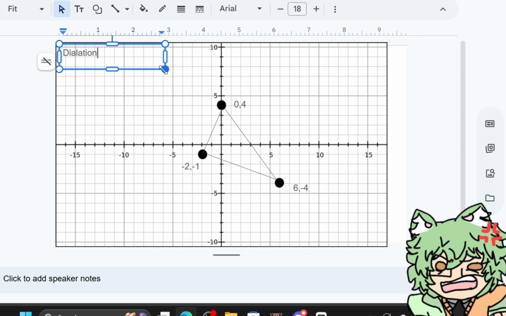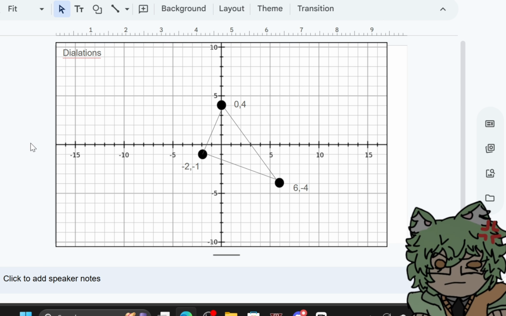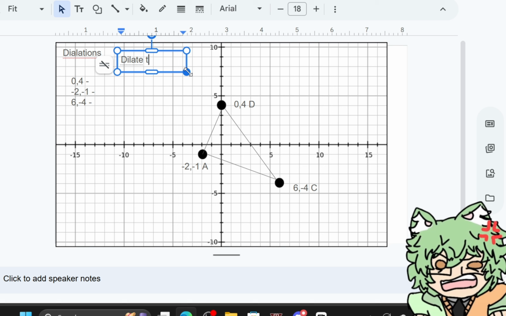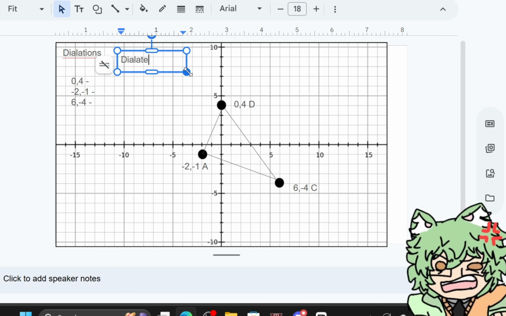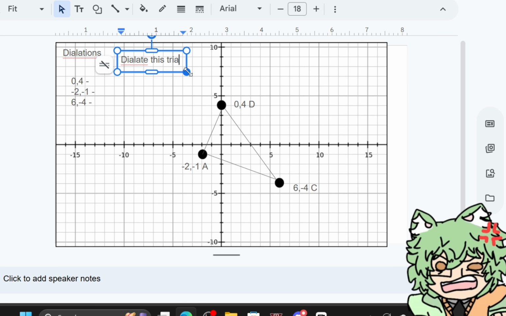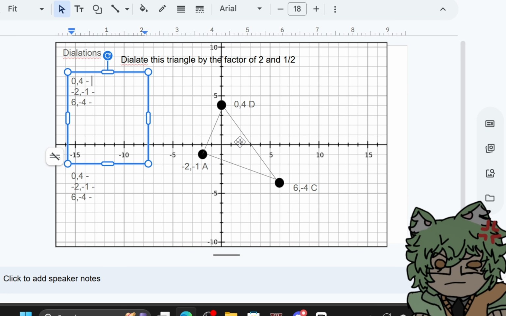Dilations. I will teach you about dilations. Dilations is a certain type of transformation in a triangle. Here I will be showing you 2 different types of dilations. Dilating is a way of transforming to make a shape larger or smaller. What is dilate? Oh my gosh, I actually can't spell. I'm going to get cooked on my English final. Dilate this triangle.